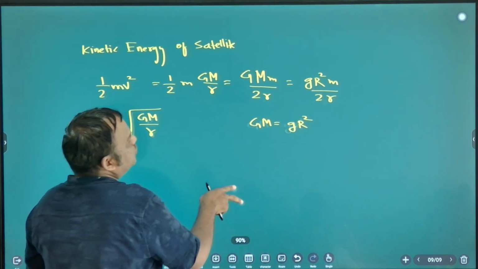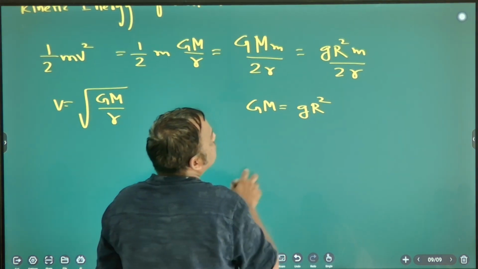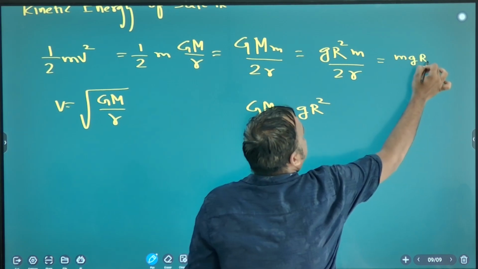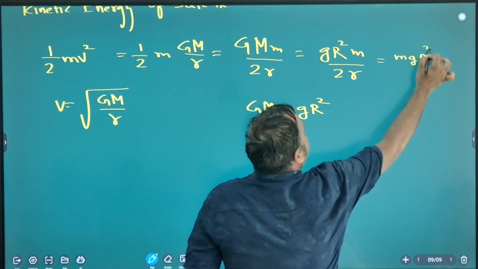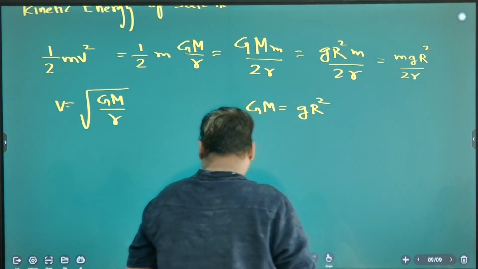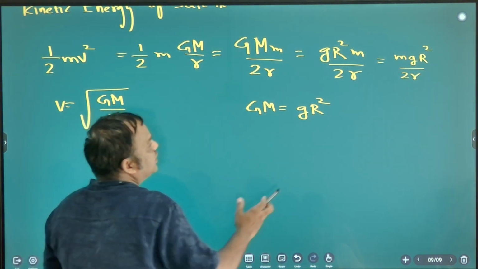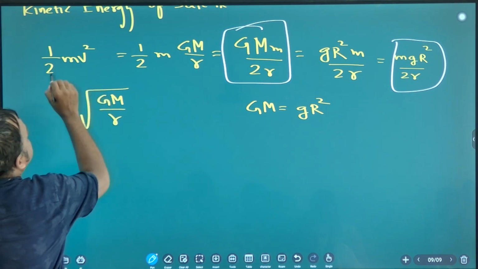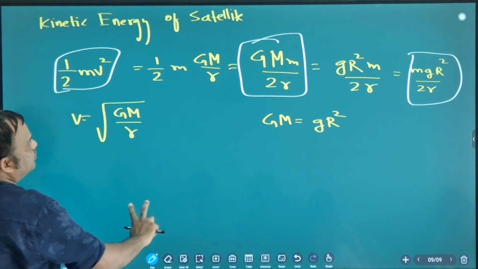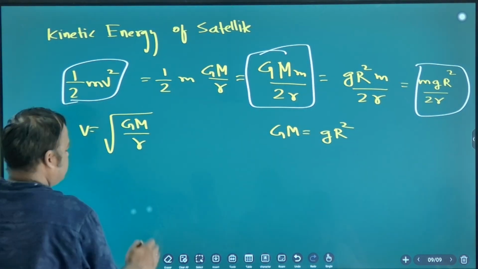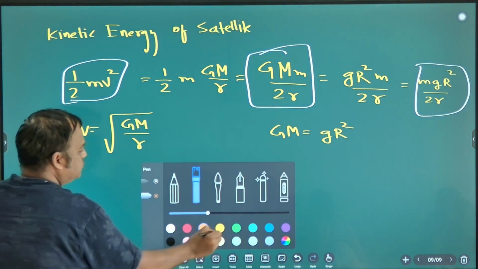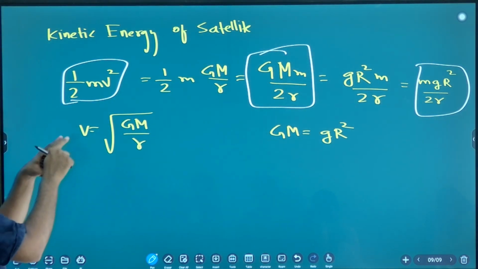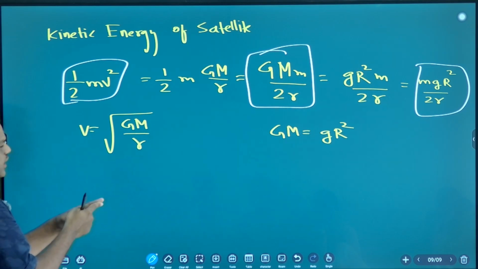So these are the two formulas. m g R square by 2r. Note it down. So this is the kinetic energy. Step by step we are going. What is orbital speed, time period, kinetic energy.